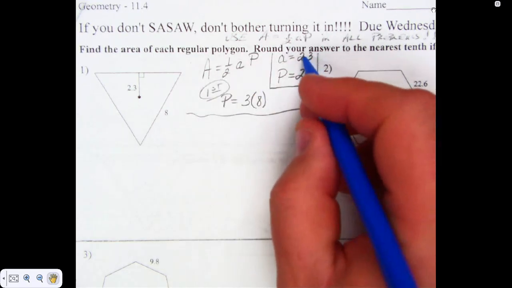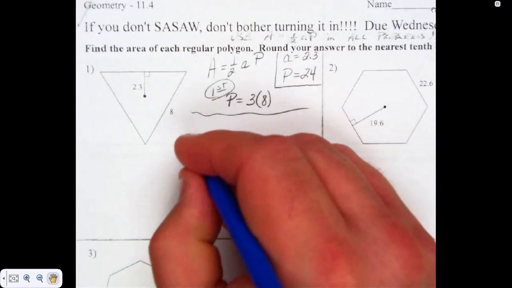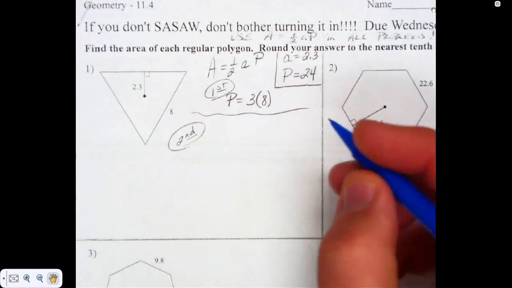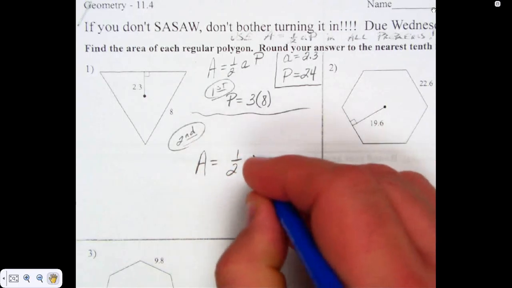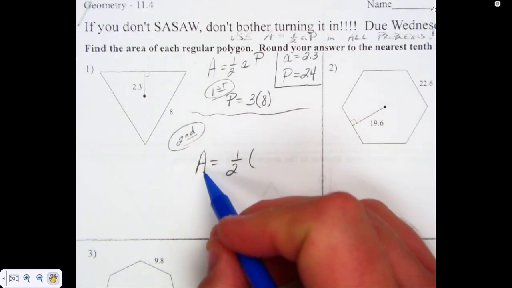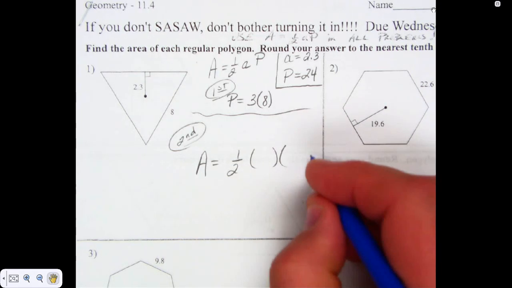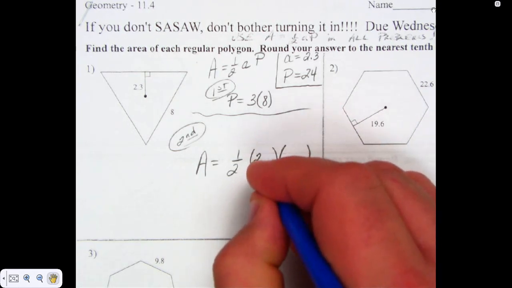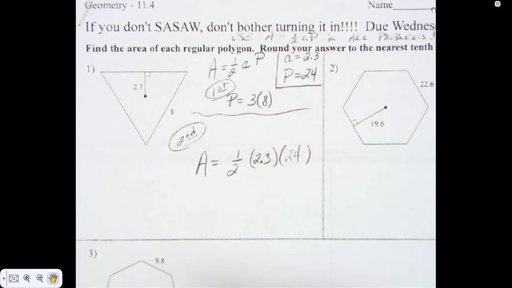I found the perimeter. So now that I have the apothem and I have the perimeter, what am I left with? Area is equal to 1/2, and I got to see this every time. I want to see capital A, 1/2. Then I want parentheses. What should I put inside the parentheses for a? 2.3. What should I put inside the parentheses for the perimeter? I expect to see that step every time. You don't do it, you might as well not turn it in. And I'm not kidding.